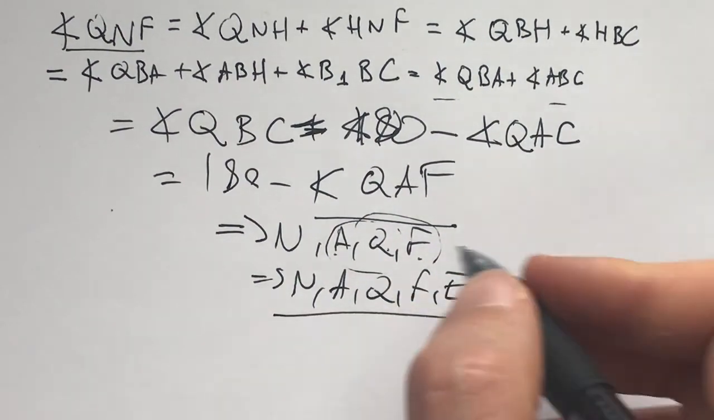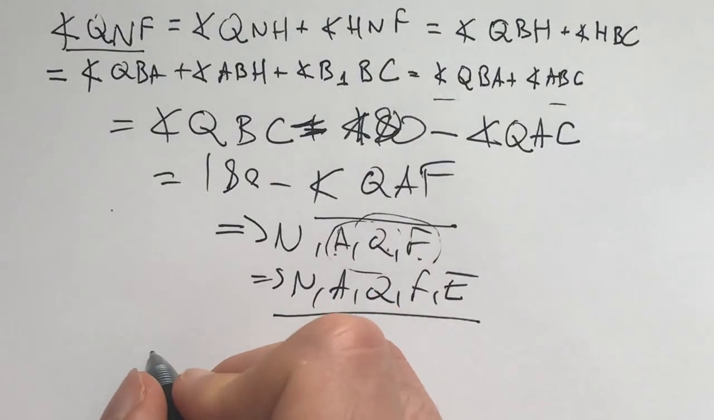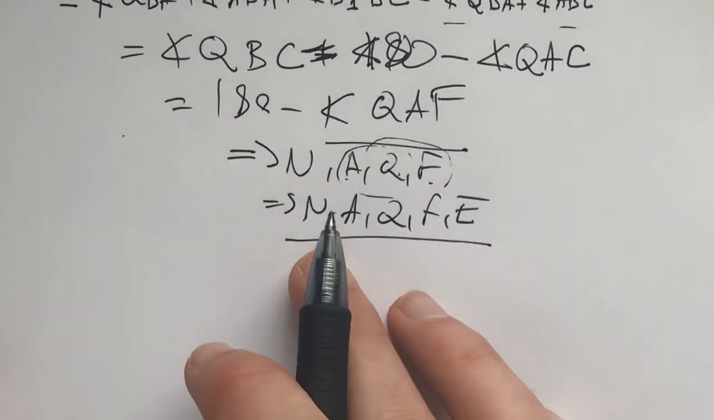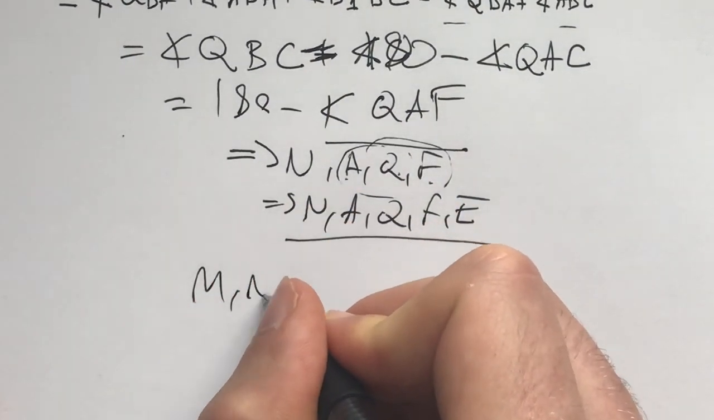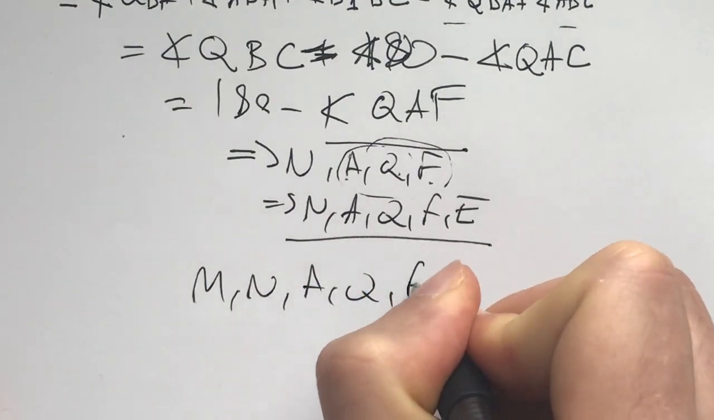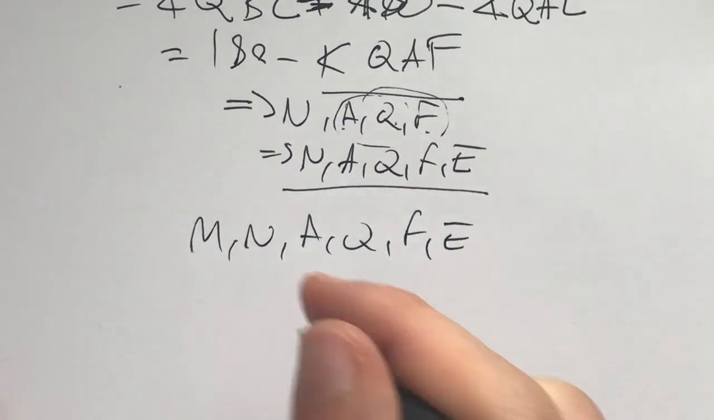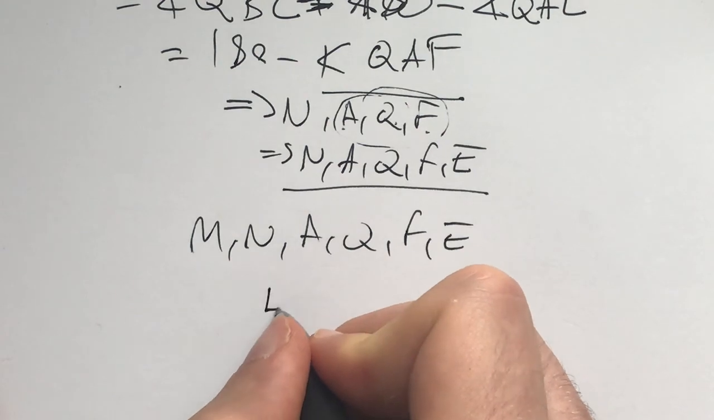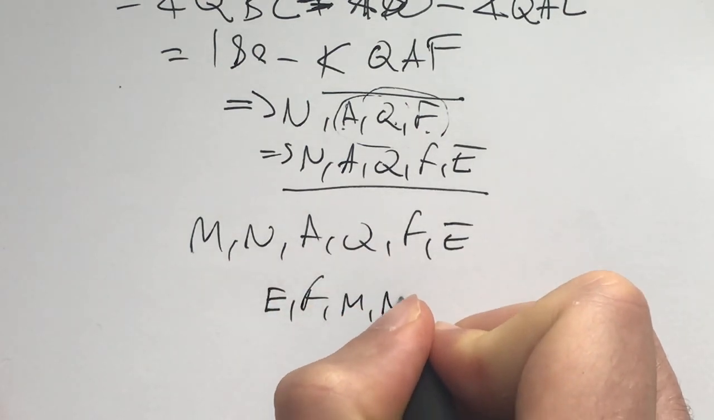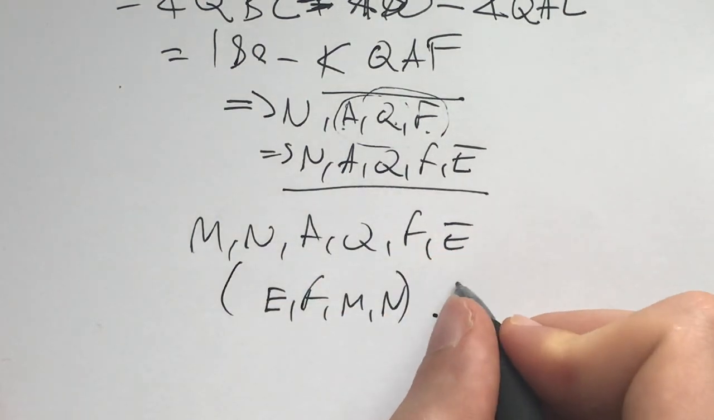And now with this, we get the similar thing holding for M, purely by analogy. So we have M, N, A, Q, F, E lie on the same circle, which means that E, F, M, and N are concyclic, which proves our problem.